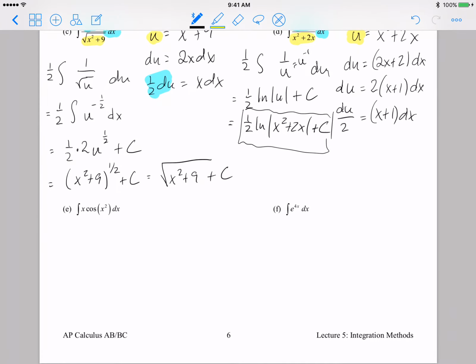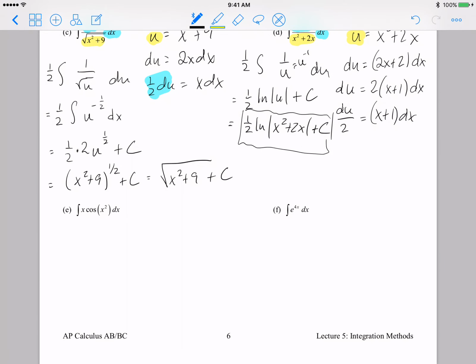Okay, last two examples here, and then we're done. So we have the integral of x cosine of x squared dx. Okay, so u is going to equal some function that is inside of another function whose derivative is somewhere in the problem, except for maybe a constant. So in this case, our u is going to be x squared, which means that our du is going to be 2x dx. And again, notice that I have x and dx in the problem. I'm just missing the 2. So I'm going to go ahead and divide that to the other side so that x dx is solved for.